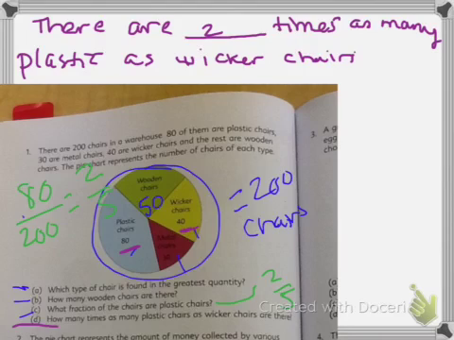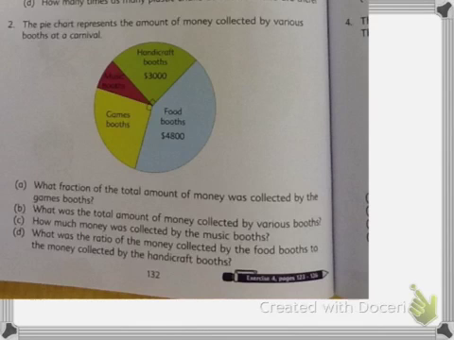So we can also analyze data when looking at pie charts or circle graphs. We just have to look at the information in a different way than we have with the line graphs or the histograms. Okay? So now let's do some more. Well, okay, let's do one more. So this pie chart represents the amount of money collected by various booths at a carnival. All right, yay, carnivals are fun.